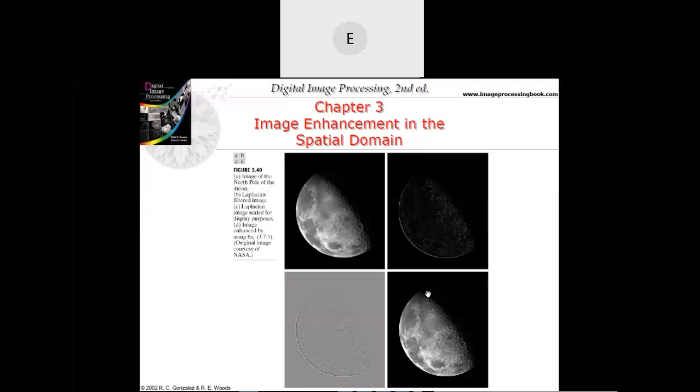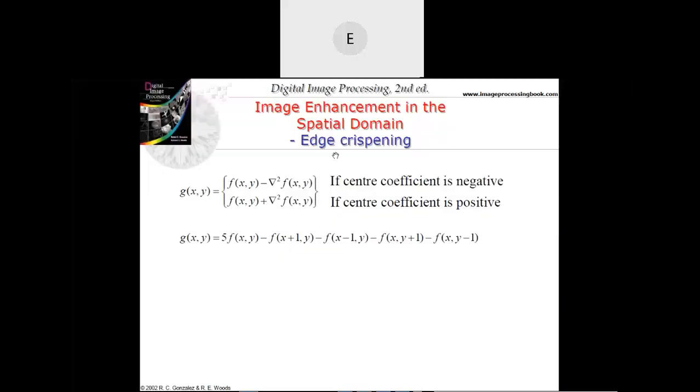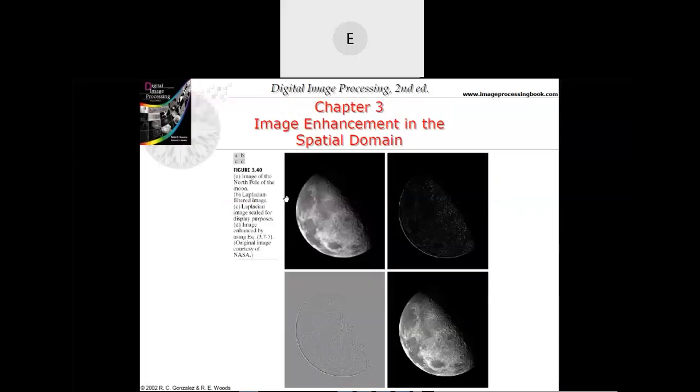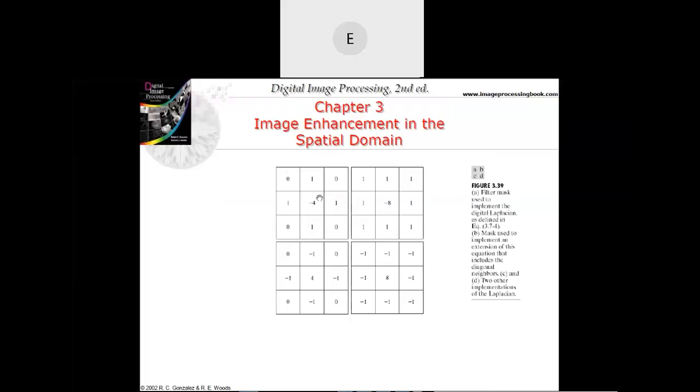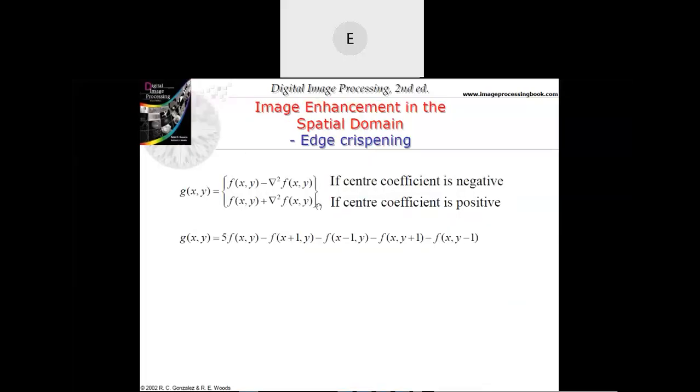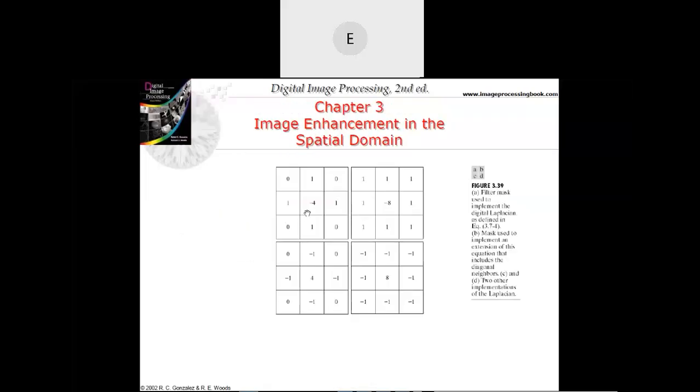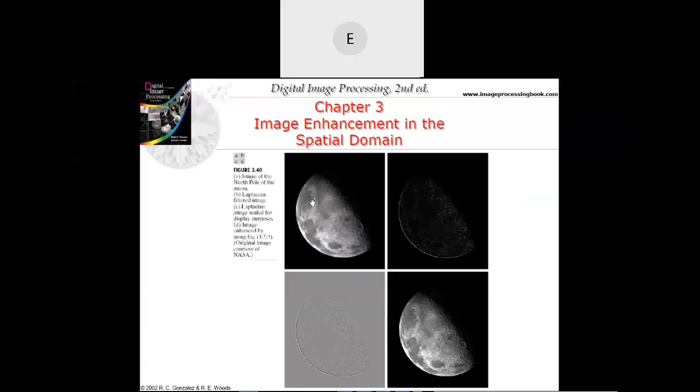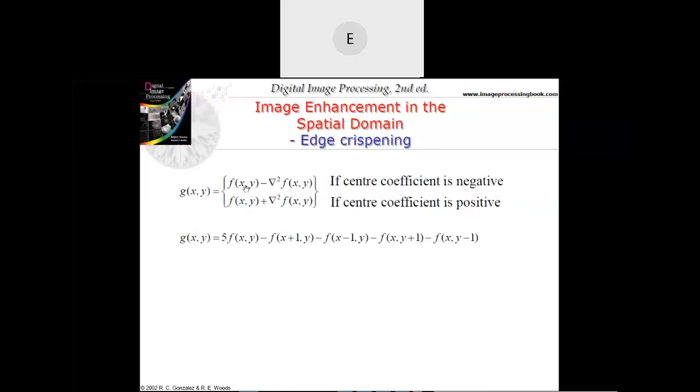So the concept is, to the original image I will be adding the Laplacian. Now you may be seeing a negative sign here. This negative sign is only because you want to take care of the negative center coefficient, that's all. So when the center coefficient is negative, just do a minus sign. Because when I do a minus, this will become plus, so it is as if I am adding. So don't think that I am subtracting, it is actually addition only.